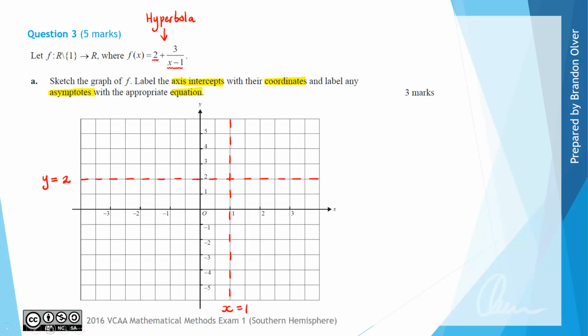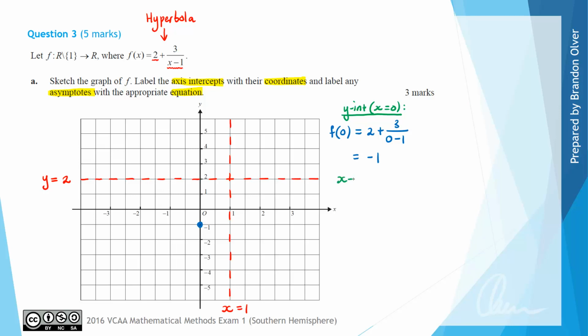Next we need to find key features such as the y and x intercepts of this graph. First of all, the y-intercept can be found by letting x equals 0 in our equation. So f of 0 is going to equal 2 plus 3 divided by, wherever there's an x we put 0, so 0 subtract 1 on the bottom line, and that gives us 2 subtract 3, which is negative 1. So that gives us this y-intercept here at 0, negative 1.